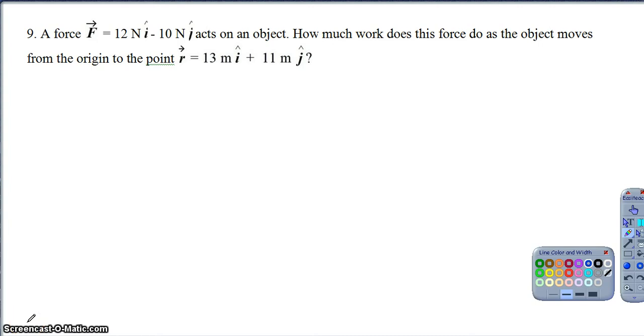Okay, so for part 2 of homework 4-3 here, pick up questions 9, 10, and 11. So question 9, the whole point of this question is to illustrate the purpose of the dot product, right?